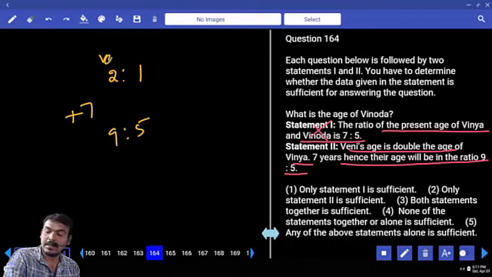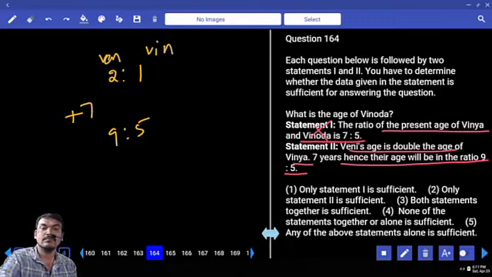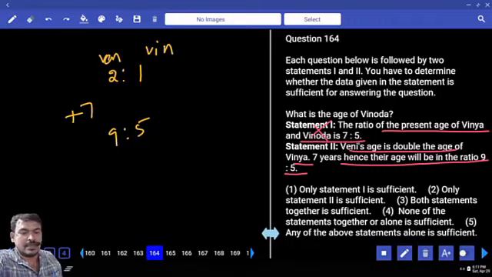And one will be Vinny, another one Vineyard. From the second statement we get the individual values of Vinny and Vineyard.